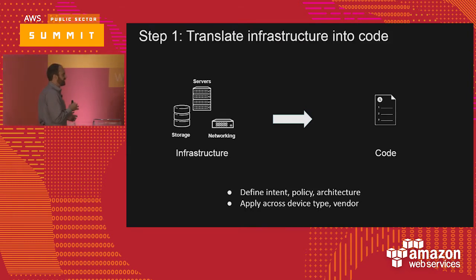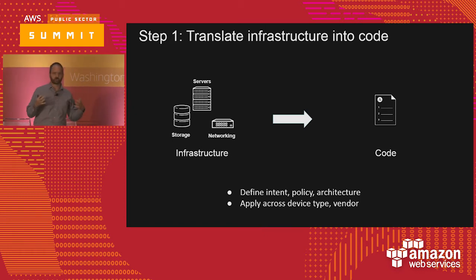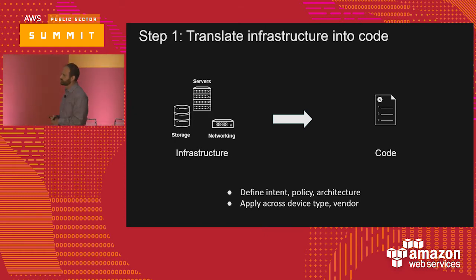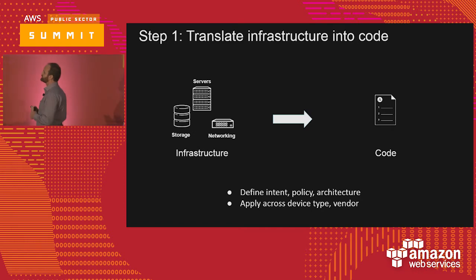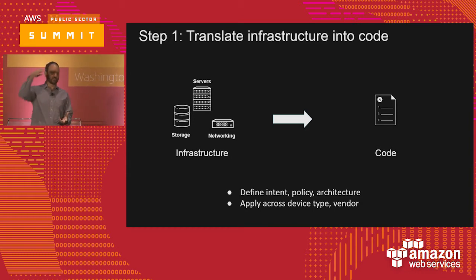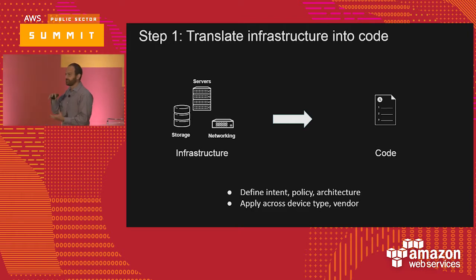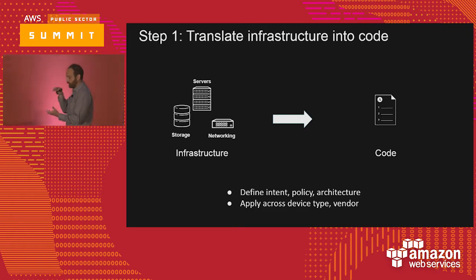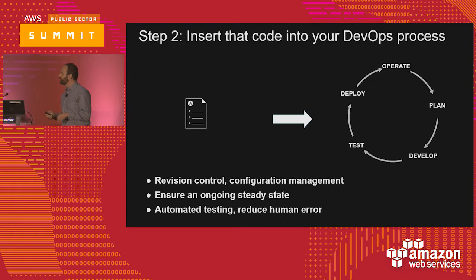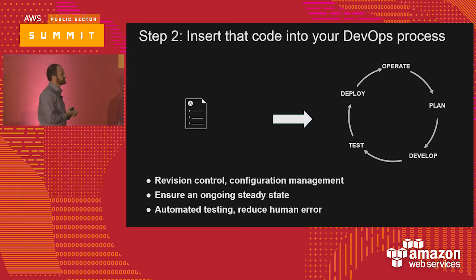Basically, what you want to do is define your intent and your policy, your architecture for your networking, your storage, and your servers, and your cloud, and all of the things, and apply it across all devices, all vendors, in an infrastructure agnostic way, into code that can perfectly describe that infrastructure, perfectly describe the end state that you want for that infrastructure. And then once you've got this code, you can inject this code into the DevOps process.